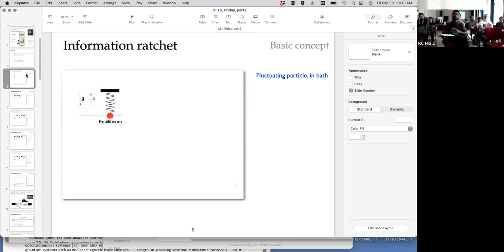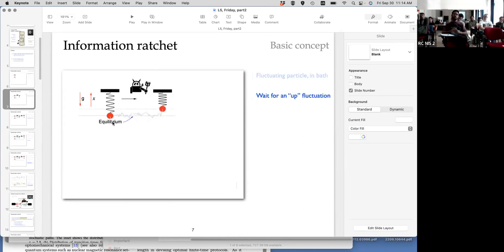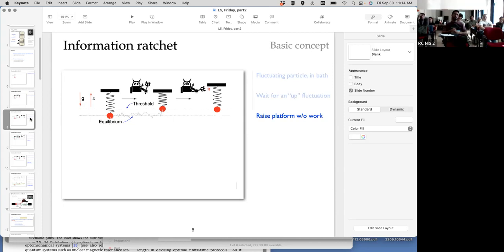Okay, so imagine a particle that's got a mass m, it's heavy, there's gravity, and it's hanging from a support via a spring. And because it's small, it's fluctuating up and down with enough amplitude that we can measure and see its motion. So here's the equilibrium, and it's going up and down. We can set a threshold where if it fluctuates up to this threshold, then there's a daemon, which is measuring the position, notices that it's hit the threshold, and then raises the threshold in just the right amount to not do any work on the system.